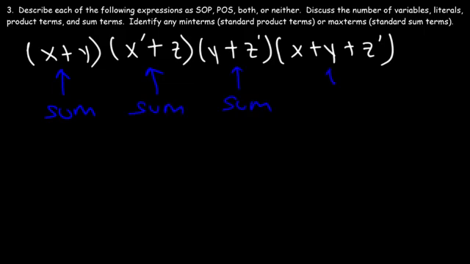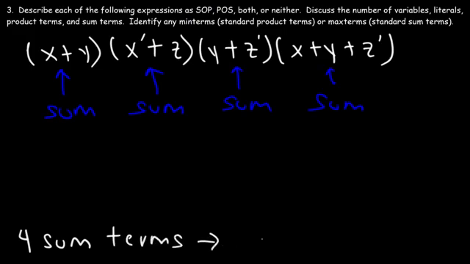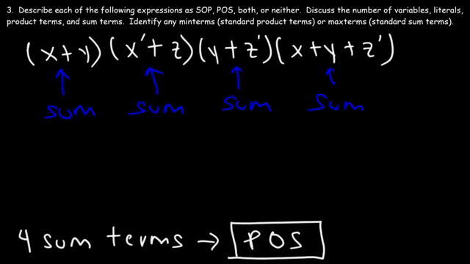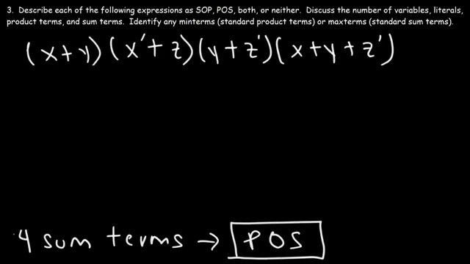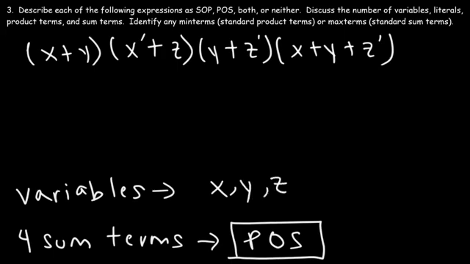So notice that we have a total of 4 sum terms, and each of them are multiplied to each other. So this is going to be a product of sums expression. We have the product of 4 sum terms. Now, how many variables do we have in this expression? So I see 3 variables, x, y, and z. Now, how many literals are there in this expression?